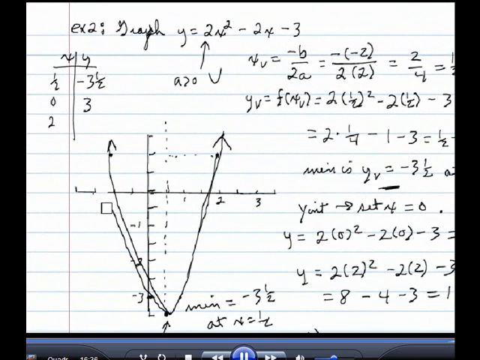I was wondering why that didn't look symmetric, and that's because I moved a little too far to that other side. So there's a little bit better drawing of your parabola.